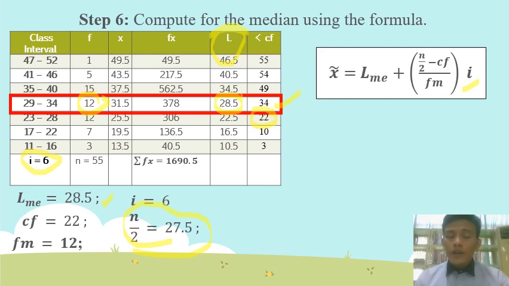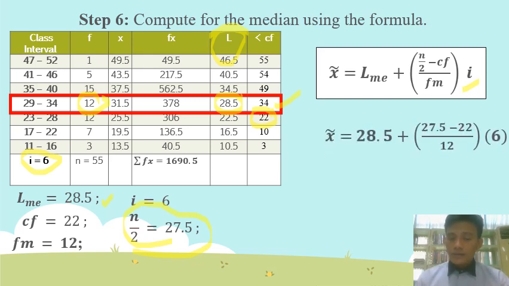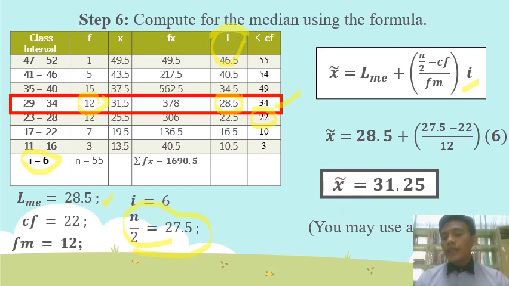Then substitute all the values. You can use a calculator to solve this one. The value of our median is 31.25. Use 2 decimal places in getting the mean, median, and the mode. Please take note of that.